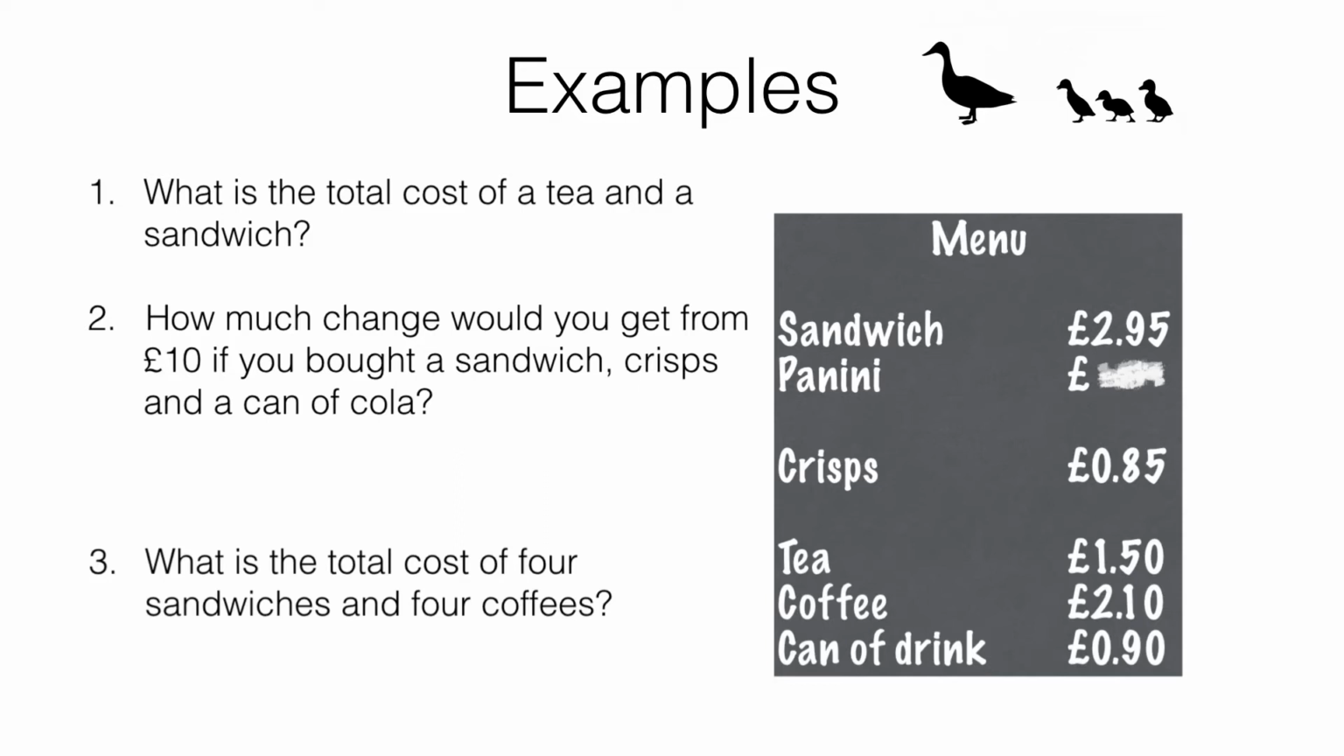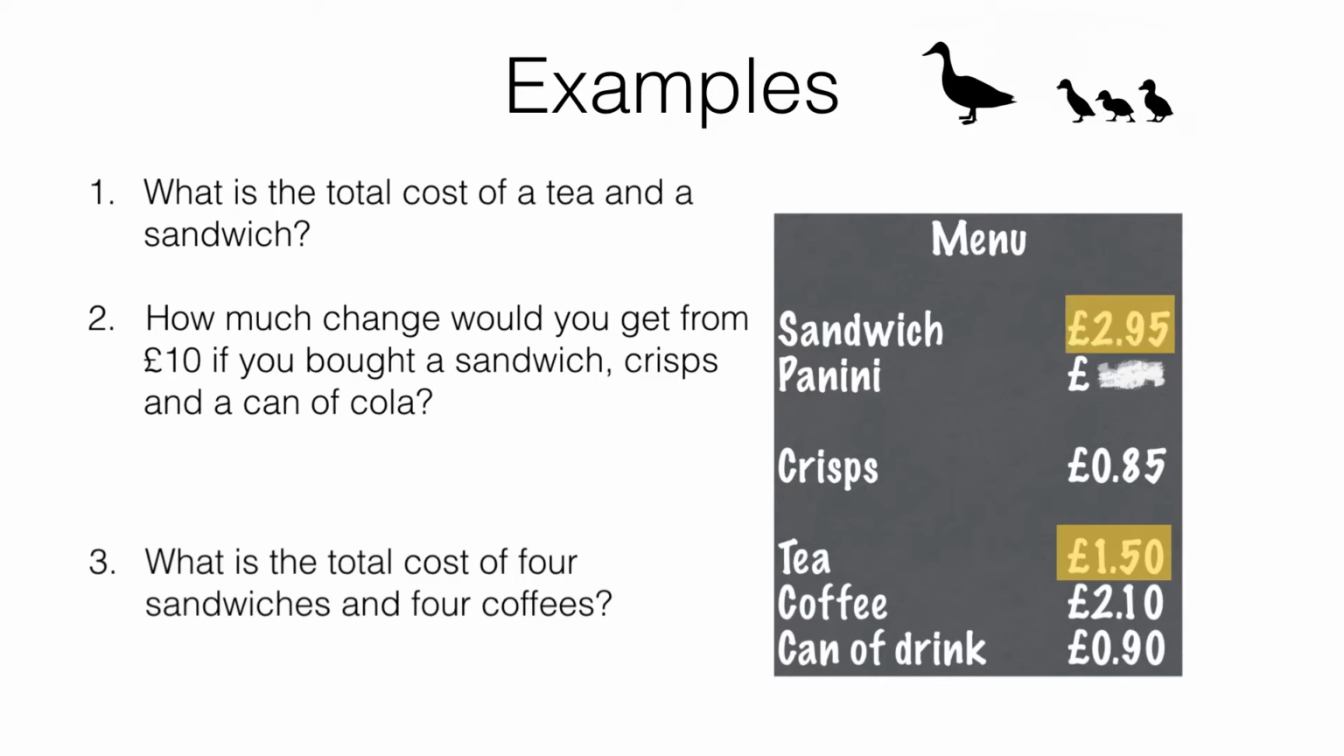In this video, we're going to be looking at some arithmetic with money. We've got a menu from a cafe on the right-hand side here, and question 1 is asking us to work out the total cost of a tea and a sandwich. So we can see on the right that a tea costs £1.50 and a sandwich costs £2.95.